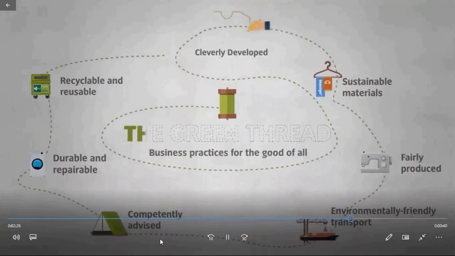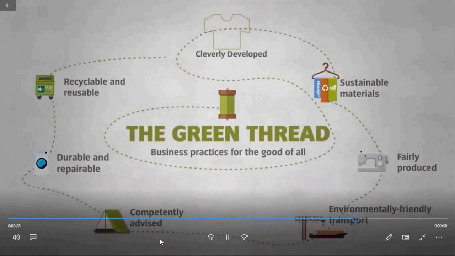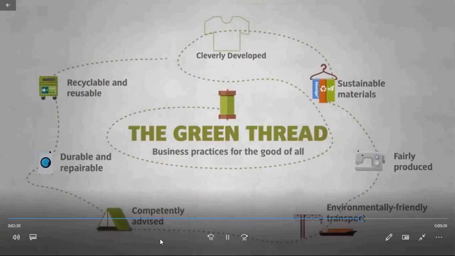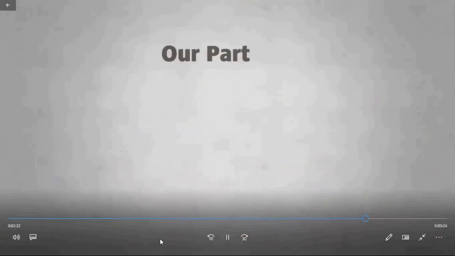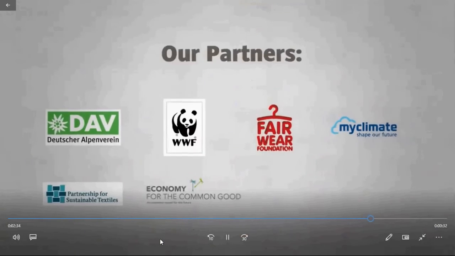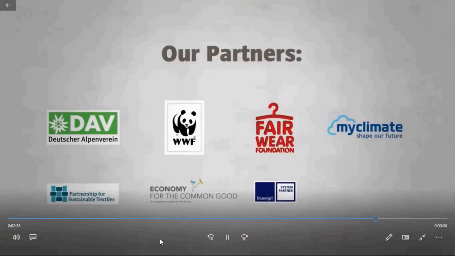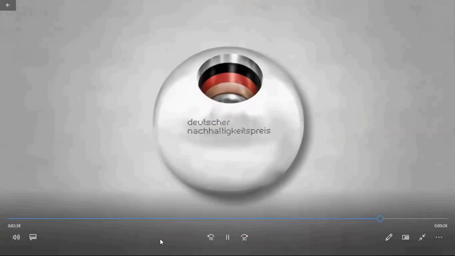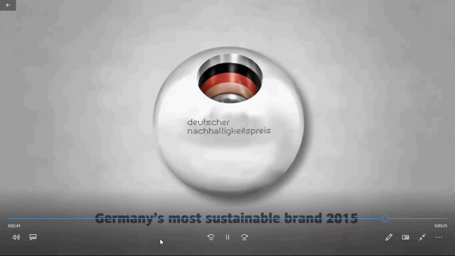The road to sustainability is often uncomfortable and presents us with many challenges. Fortunately, we have strong partners at our side who are working with us toward common goals. We have already achieved a lot, but there's still more to do.